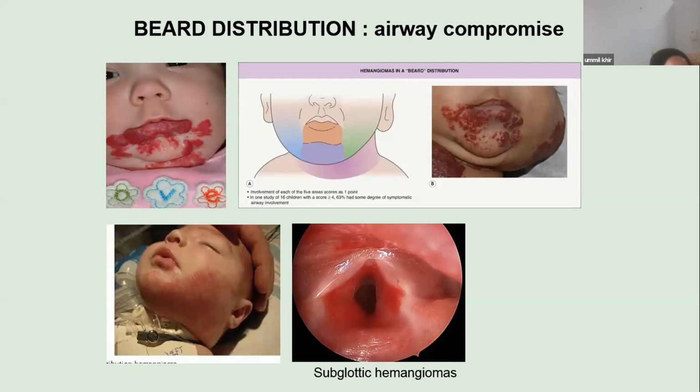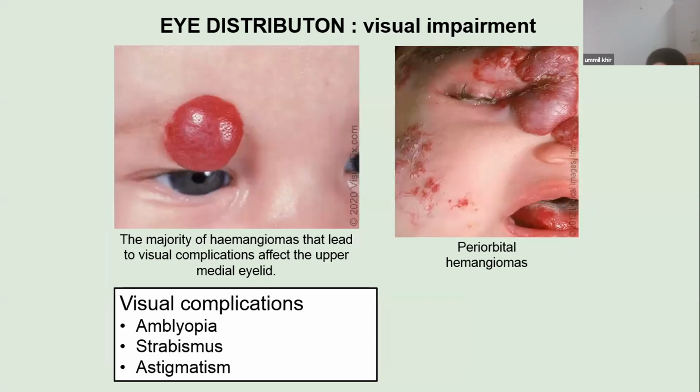Next. Periorbital hemangioma. Periorbital hemangioma may compromise normal visual development. The majority of hemangiomas that lead to visual complications involve the upper medial eyelid. The picture is on the right side. However, a hemangioma of any size or morphology in the periorbital location may pose a threat to vision, such as amblyopia, strabismus, and astigmatism.